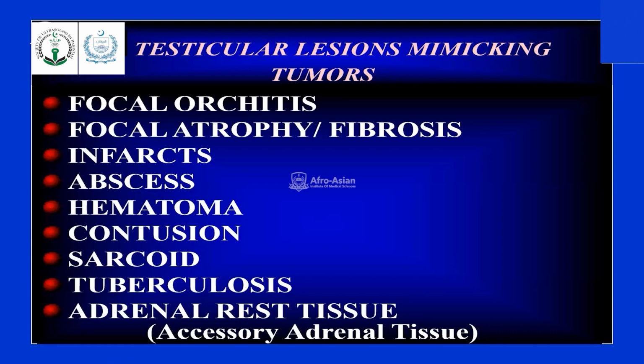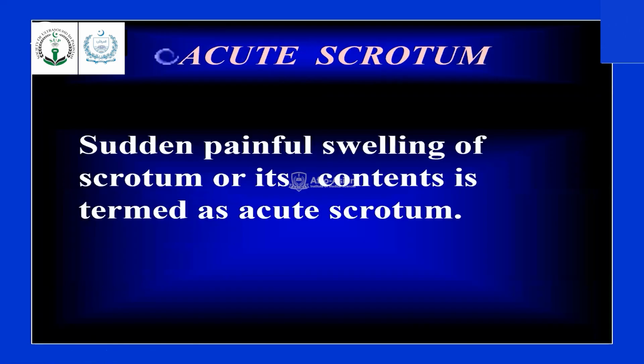We can have some testicular lesions which mimic tumors, like focal orchitis. Inflammation is orchitis, so if it is focal, it looks like a mass, or it can be misinterpreted as metastasis. Others are focal atrophy, fibrosis, infarcts, abscess, hematomas, contusions, sarcoid, tuberculosis, adrenal rest tissue, accessory adrenal tissues.